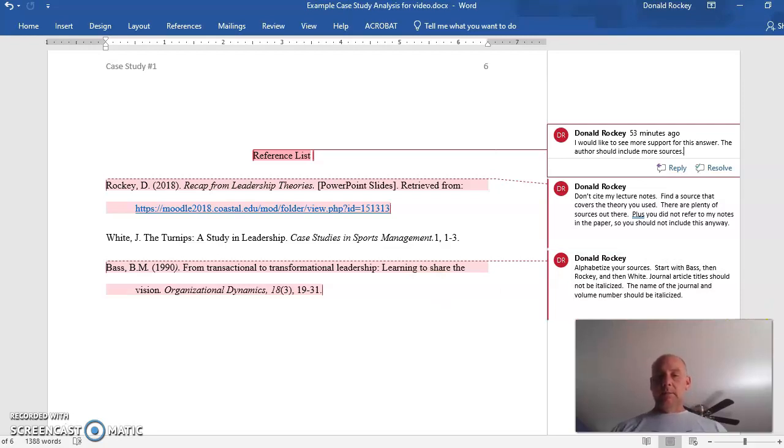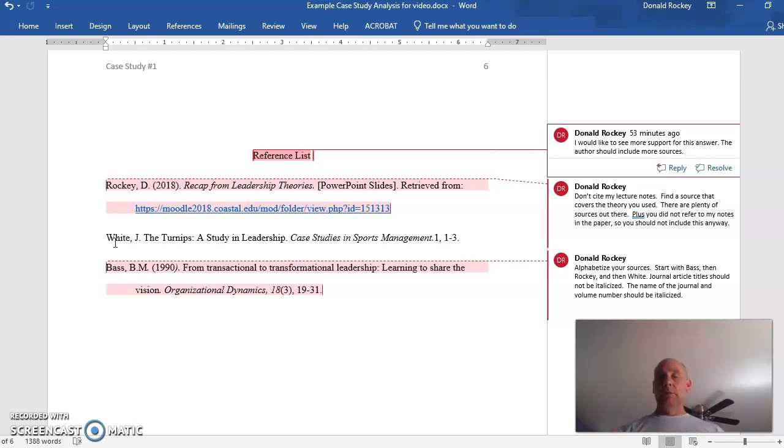Okay. Using APA format, again, alphabetize it. This individual didn't alphabetize by the author's last name, so ideally Bash should have been first, then Rocky, then White. Okay. But it kind of gives you an overview of what I'm looking for.